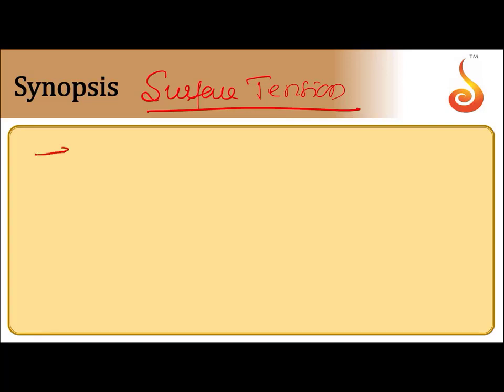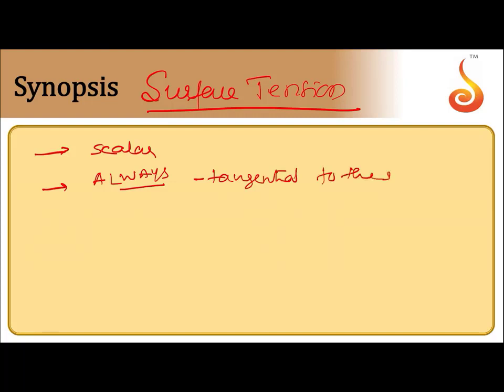So, surface tension, these are key important things. It is a scalar quantity, and remember, it is always tangential to the liquid surface. It is always tangential to the liquid surface. And surface tension is always produced due to cohesive force. And if the cohesive force is more, surface tension is also more.